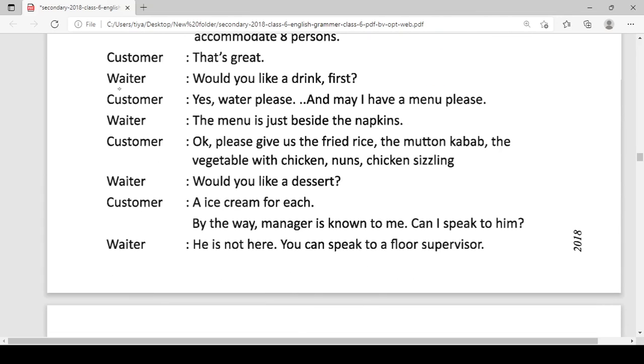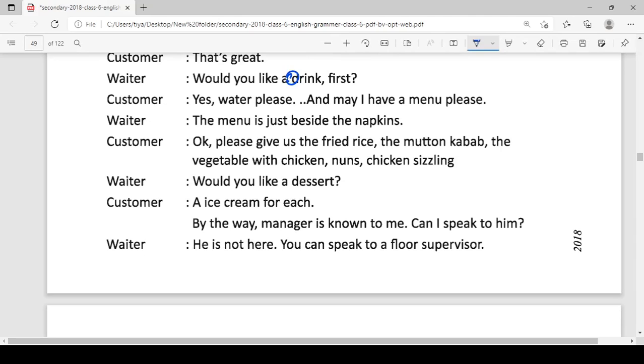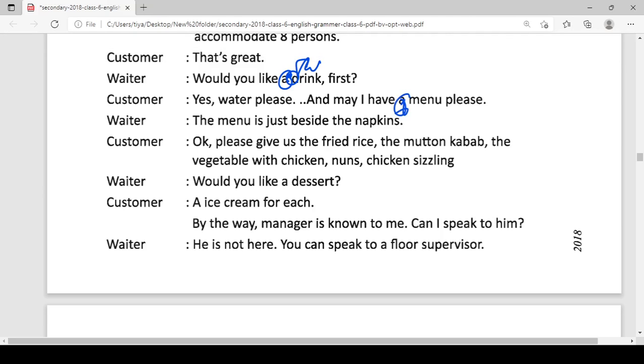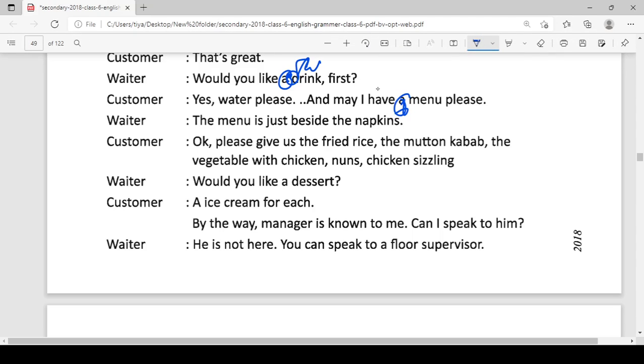Would you like a drink first? Okay. Or don't use any article: drink first. Yes, water please. And may I have the menu please? Our menu. It is nothing. Okay. May I have the menu please. So just use the. The menu is just to decide the napkins. The menu is just to decide the napkins.